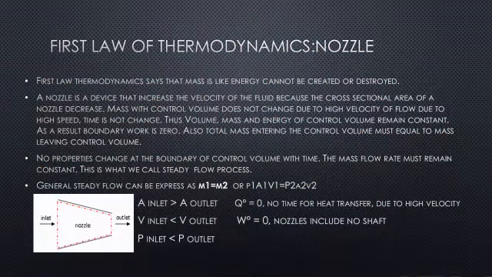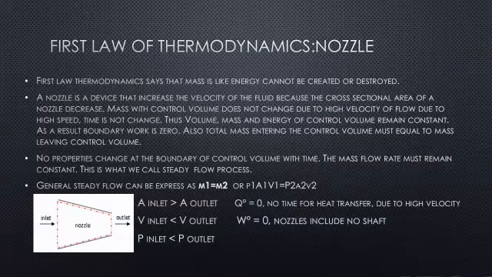Assalamualaikum warahmatullahi wabarakatuh. Today, I want to talk about first law of thermodynamics for a nozzle. First law of thermodynamics says that mass, like energy, cannot be created or destroyed, and a nozzle is a device that increases the velocity of the fluid because the cross-sectional area of a nozzle is decreased. Mass within the control volume does not change due to the high velocity of the flow, so time is not changed. Thus, volume, mass, and energy of control volume remain constant.